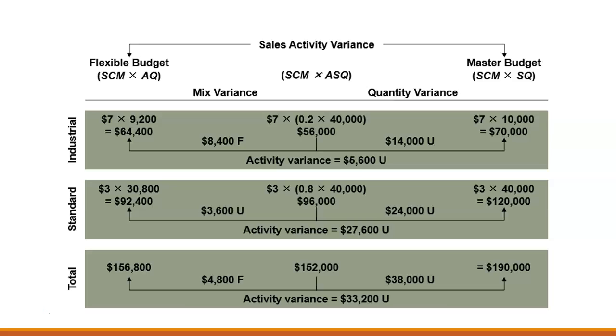We're looking at the master budget, so the standard contribution margin times our standard quantity, versus the flexible budget, which is our standard contribution margin times our actual quantity. And in the middle, we have our standard contribution margin times the actual quantity. So in our flexible budget, their standard contribution margin is 7,000 and we sold 9,200. But in our master budget, our standard contribution margin is 7 and we had 10,000 budgeted. So our total activity variance is 5,600 unfavorable.